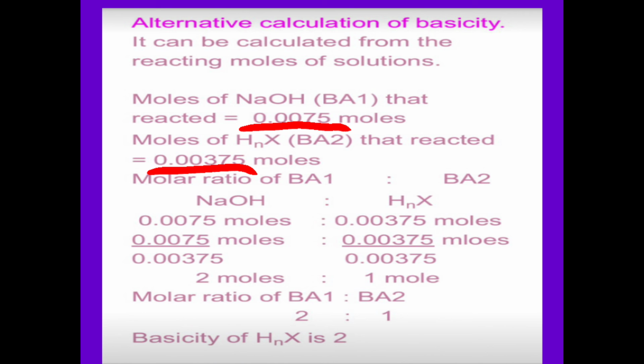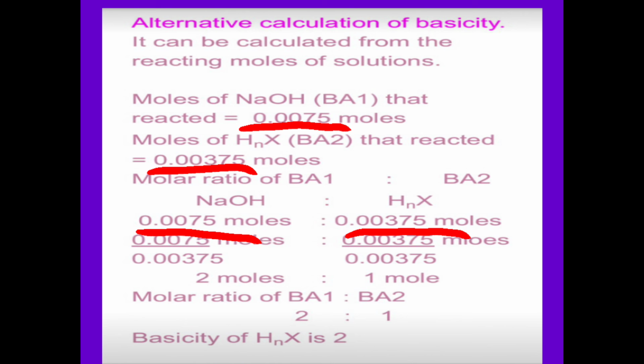So it's a matter of comparing the two. We shall get the molar ratio of Ba1 to Ba2. What is Ba1? Ba1 is sodium hydroxide. What is Ba2? Ba2 is HNX. So just write your moles. You have on sodium hydroxide 0.0075 moles. Then on the acid, we are having those number of moles.